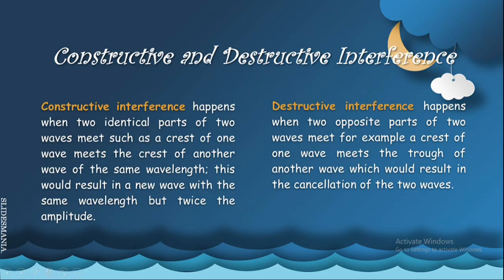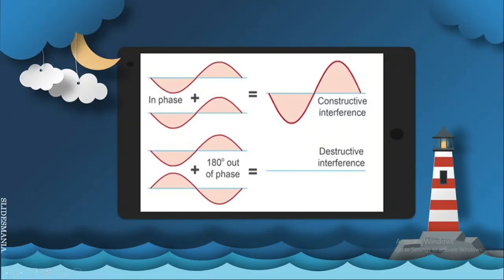Destructive interference happens when two opposite parts of two waves meet. For example, a crest of one wave meets the trough of another wave, which would result in the cancellation of the two waves. So this is the picture example of the interference.